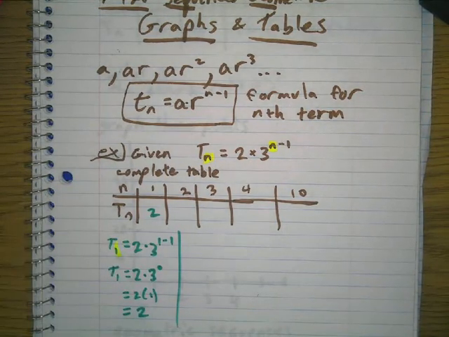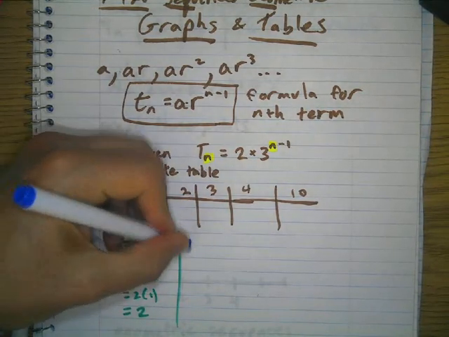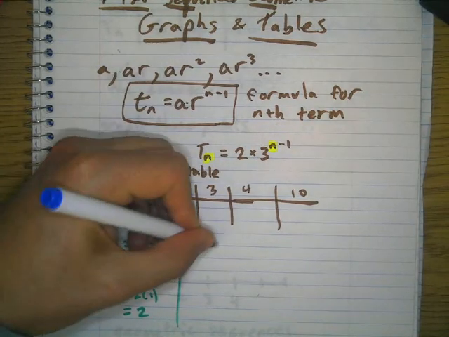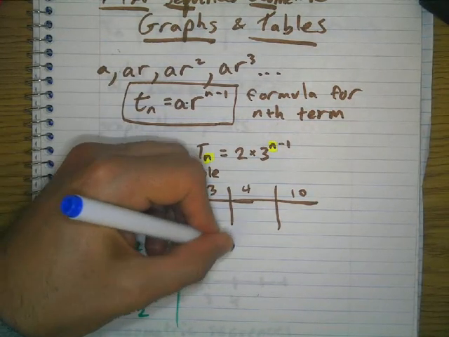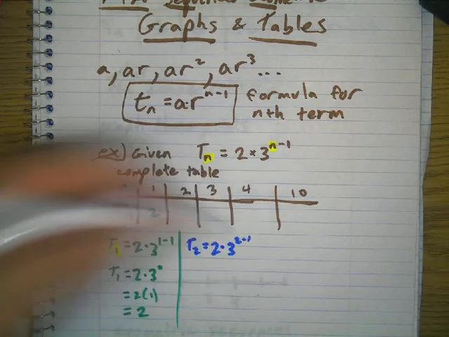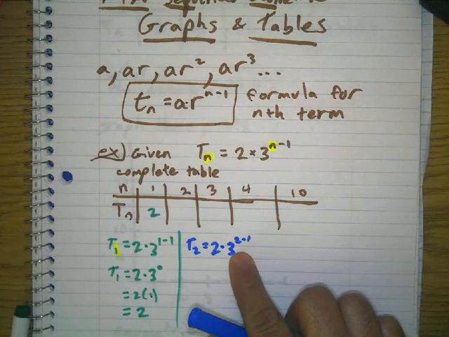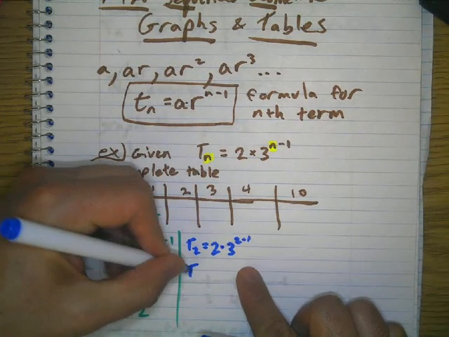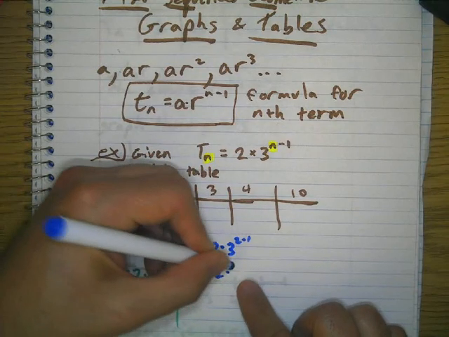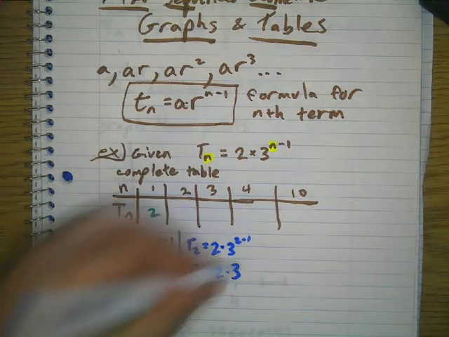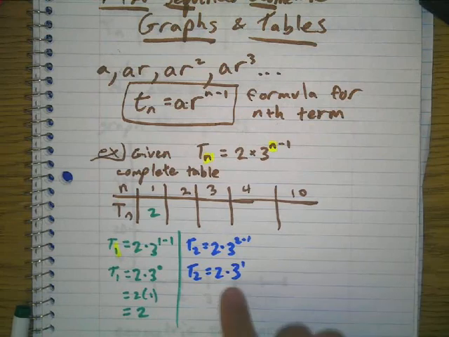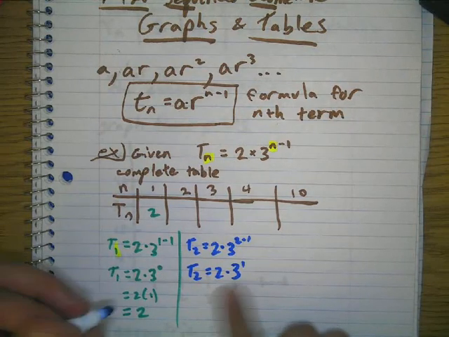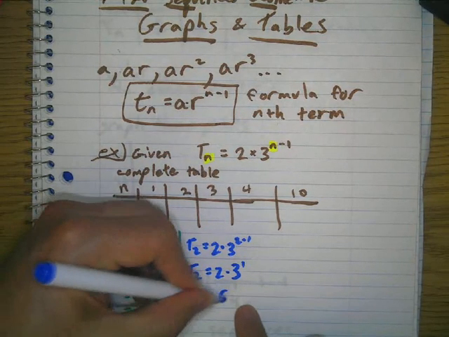Okay, next one. T sub 2. So we've got 2 times 3, and the power increases by 1, right? So now I've got t sub 2 equals 2 times 3. 3 to the 1 power is simply 3, and 2 times 3 equals 6.